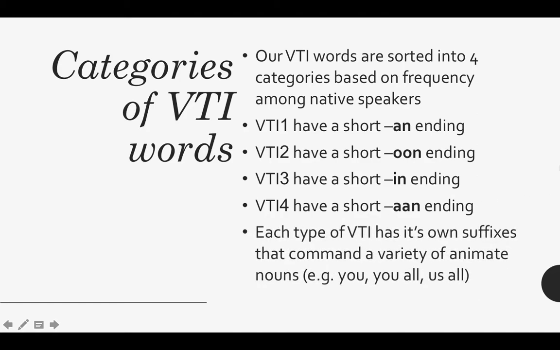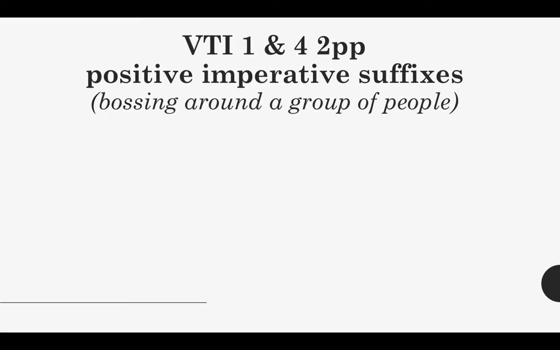So each type of VTI has its own suffix that commands a variety of animate nouns. For example, you all, or us all. So VTI 1 and VTI 4 second person plural positive imperative suffixes. So we're going to be bossing around a group of people. And the VTI 1 words, the ones that end in AN, and the VTI 4s, the ones that end in AAN, have the same grammatical structure. And so that's what we're going to go over right now.